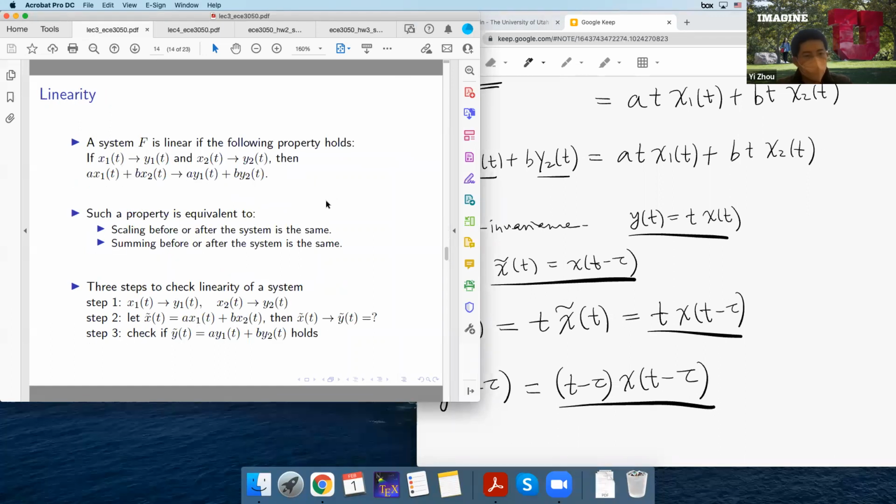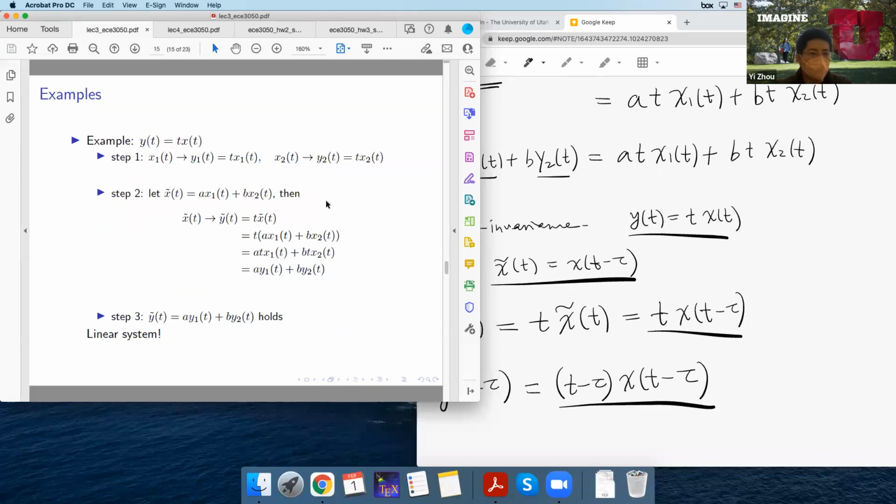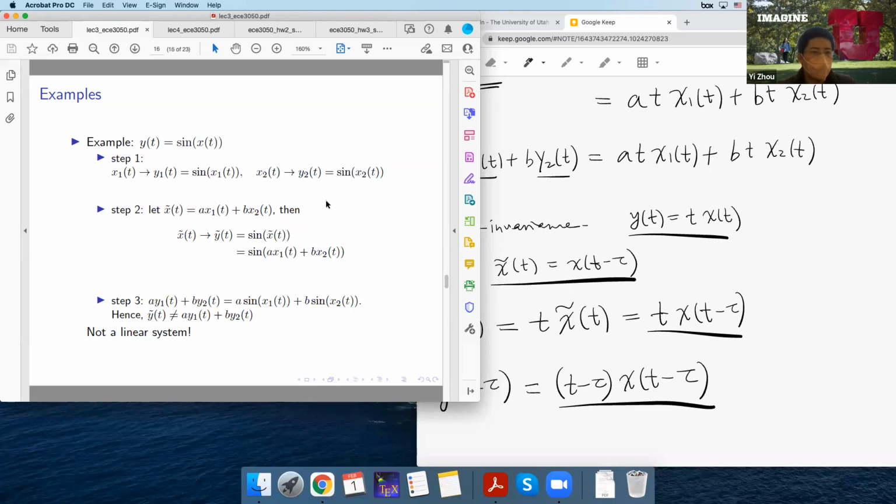Okay, so follow the standard steps. So this is the example that we just went through. And the other example is the sine system. So we can just quickly look at the steps here. I think in the previous section, we showed that this system is a time invariant system. So here, let's look at the linearity.